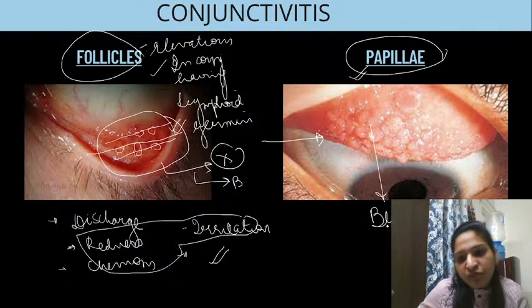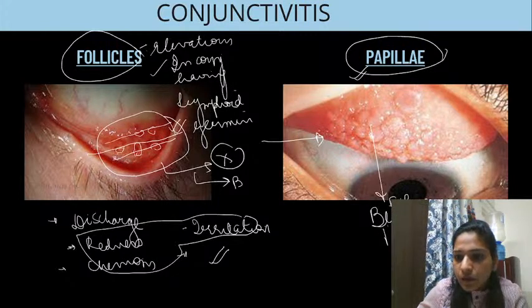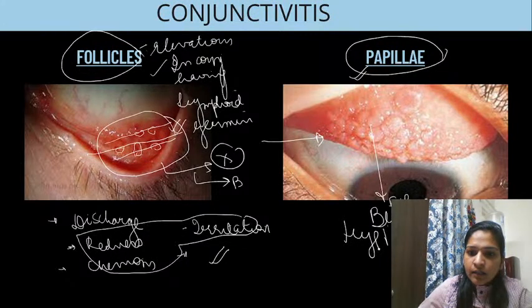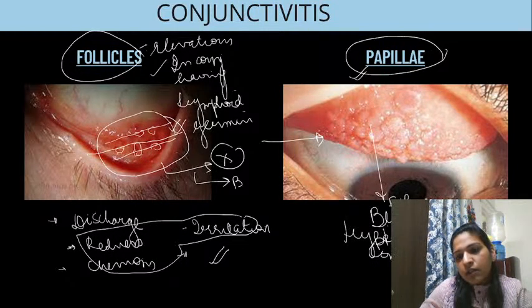Papillae have a core made of fibrovascular tissue. Okay, so papillae are hyperplastic conjunctiva with fibrovascular tissue in the core.